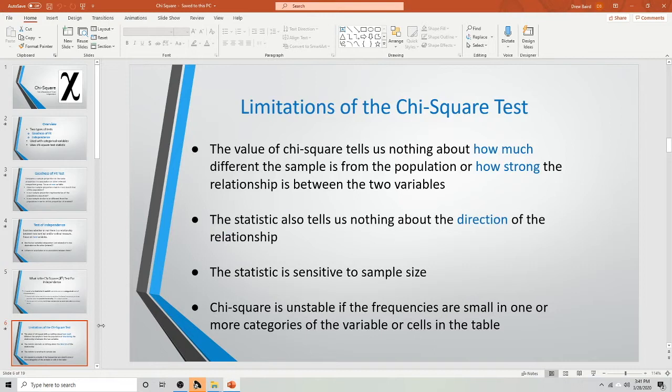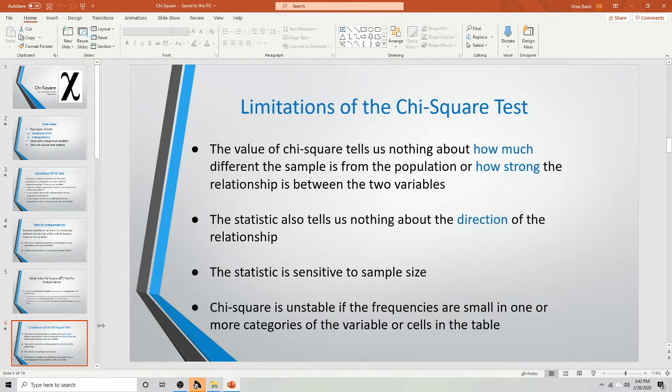So another big limitation is that the chi-square test doesn't show how strong a relationship is between two variables. It just shows that there is a relationship whatsoever. Like I said, it doesn't show directionality. The statistic is something that is really, really sensitive to sample size. And so depending on the size of your sample, you're going to get a different result, which, I mean, that's not necessarily a limitation. That's really the case with all statistical tests. It's just something to take into consideration.